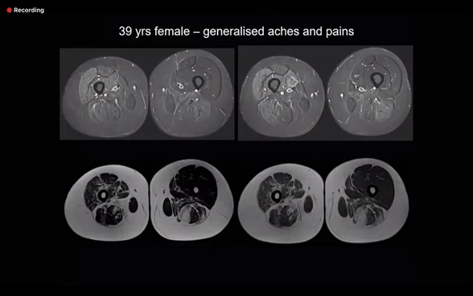So I've been presented with axial slices of a perennial female's lower limb, who was presented with generalized aches and pains. In the top row, it's a fat saturated image, fluid sensitive.